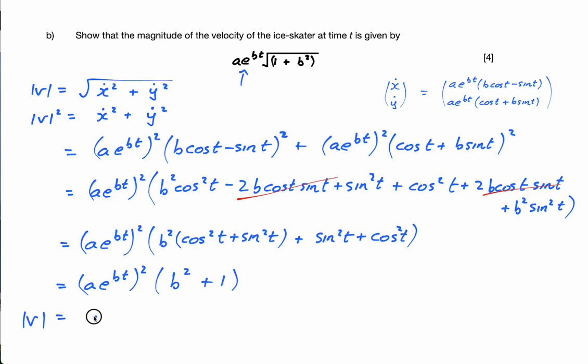which is just this, because this is the magnitude of v squared. So v is just this, a e to the bt, times the square root of b squared plus 1, or 1 plus b squared, same thing, but that's what they have here, which is what they wanted. So I'm just going to write QED, shown. Okay, that's part B.